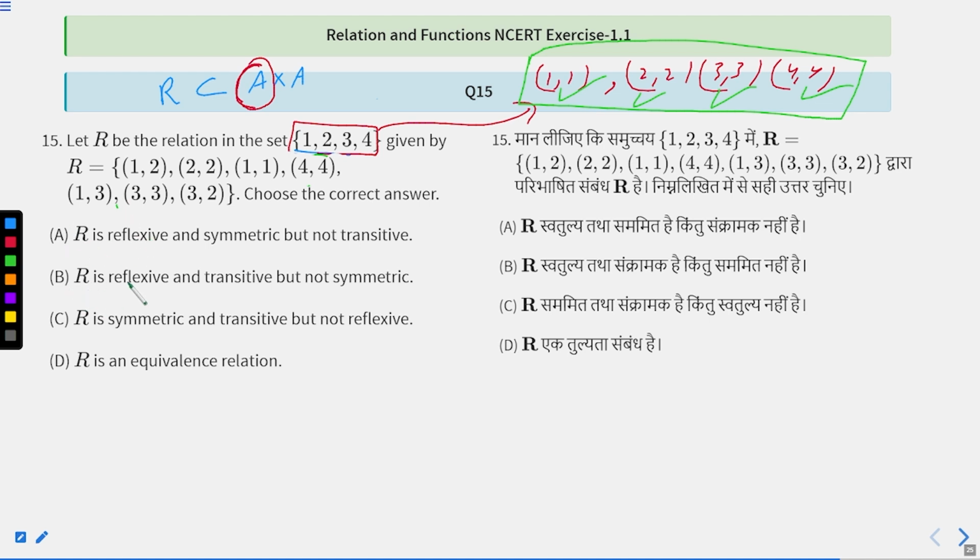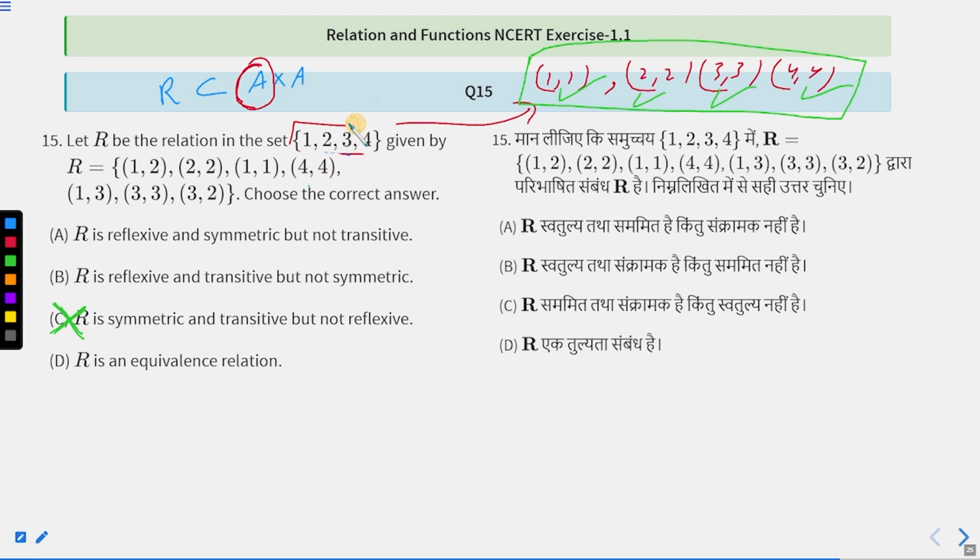Option B also says it is reflexive. Option C says it is not reflexive, so I can eliminate option C. And option D says it is an equivalence relation, and equivalence means it is reflexive. So I can only eliminate option C. Now let us check for symmetric.